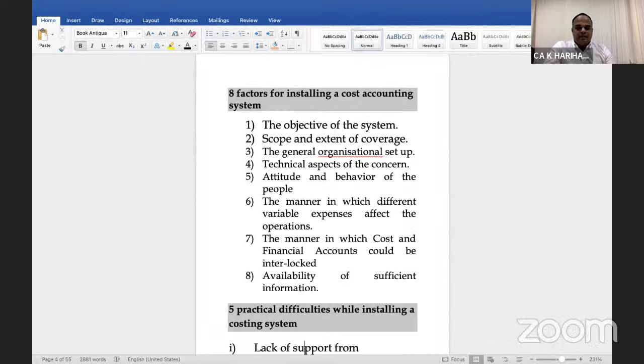Installing the cost accounting system. Okay, Sudish, good, keep it up. Now, yes, Swapna, welcome, Swapna. Then, all the 8 points you have to write, then only you get the 4 marks.